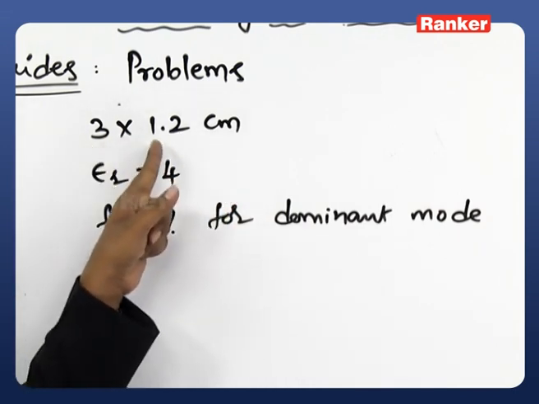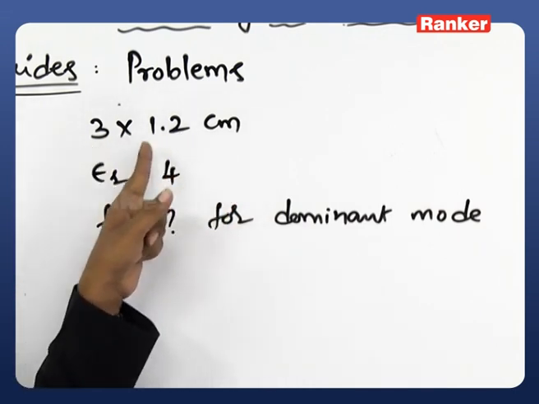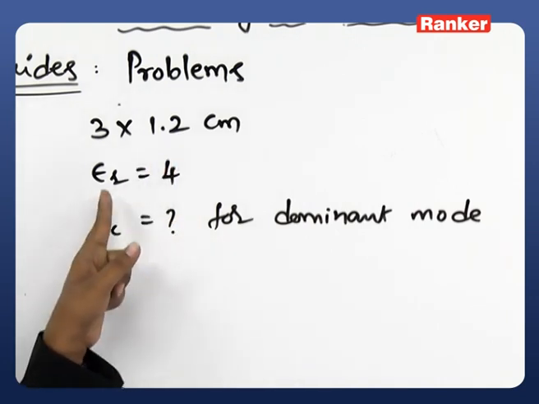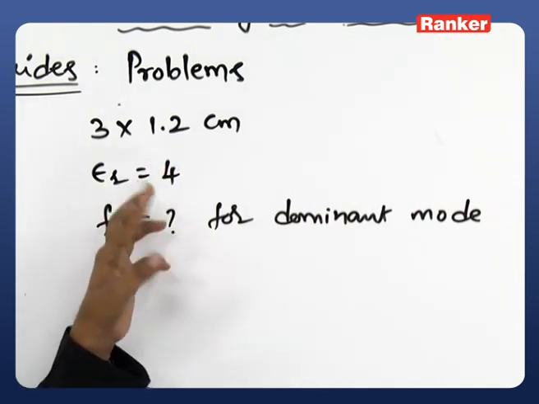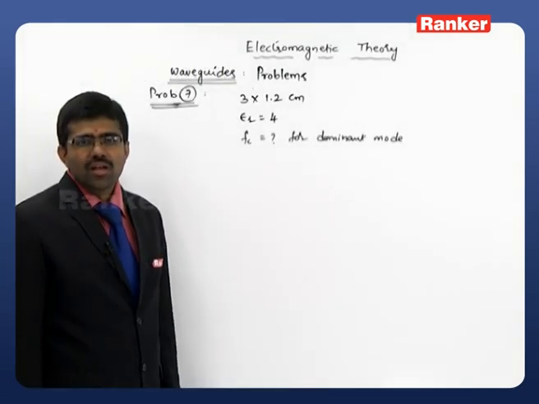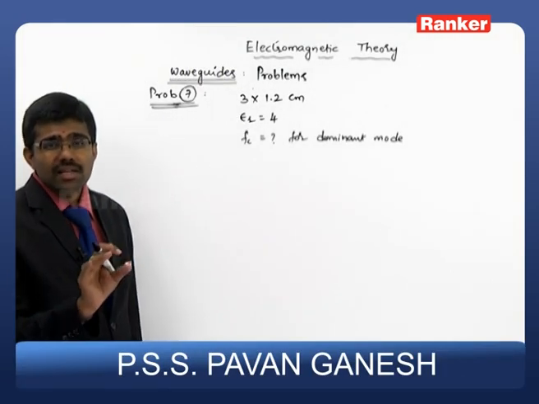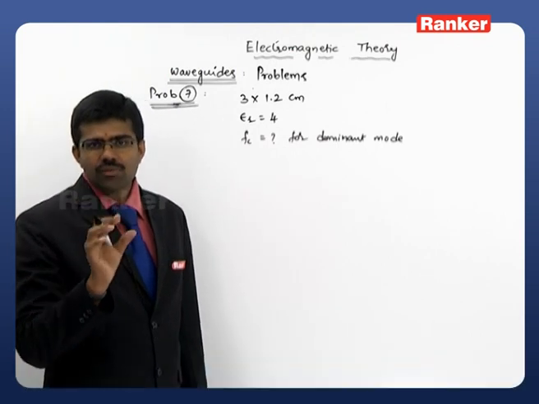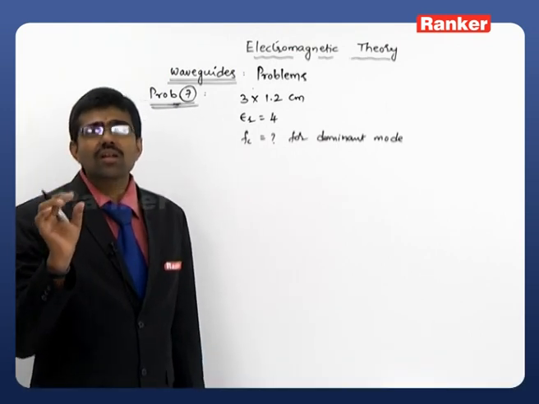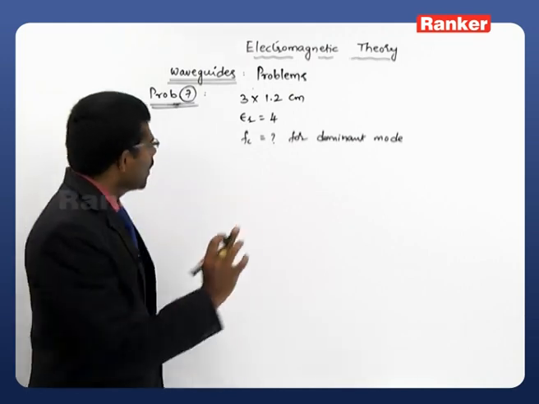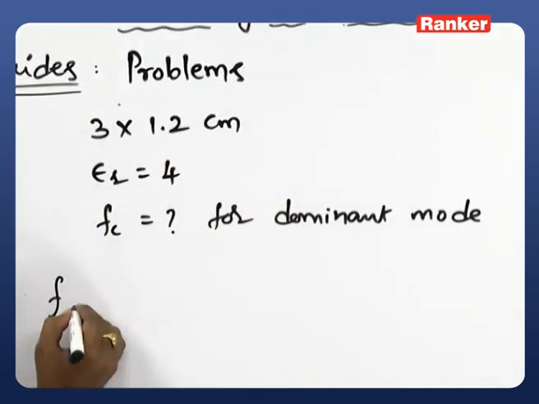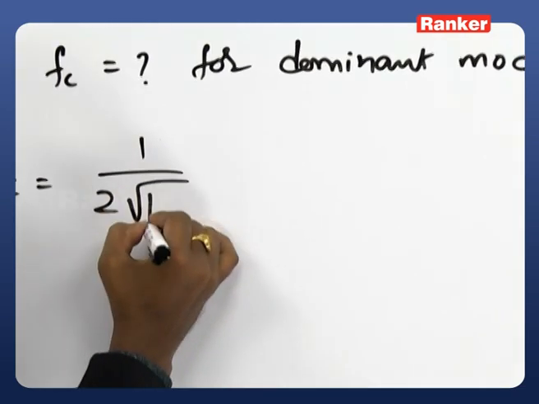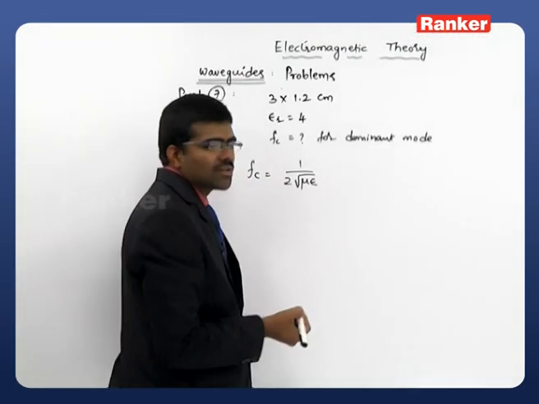Here a is equal to 3, b is equal to 1.2 centimeter, and it is filled with some other dielectric medium. It's not filled with air, with a relative dielectric constant 4. Now we require the cutoff frequency. As in one of our previous problems, I said we are not always supposed to take c in the equation of cutoff frequency. Instead, we are supposed to consider 1 by root mu epsilon. Now I will write down the equation for that. So fc is equal to 1 by 2 square root of mu epsilon.